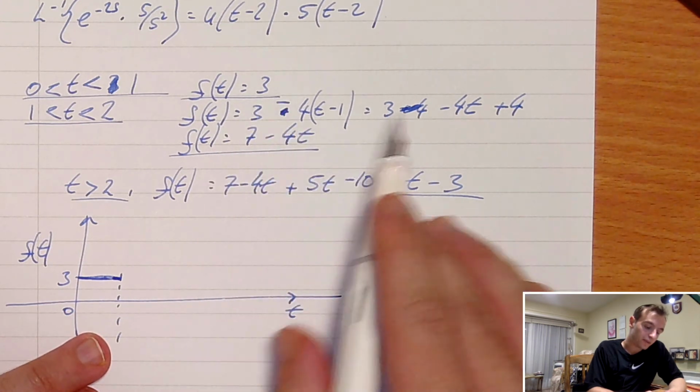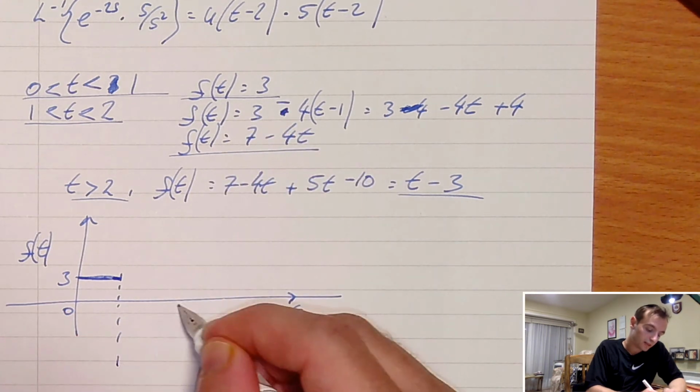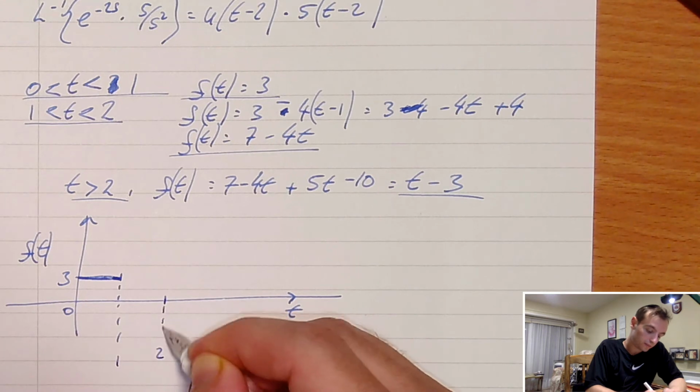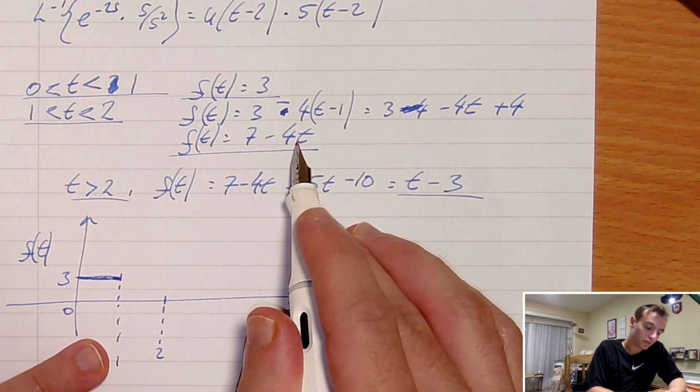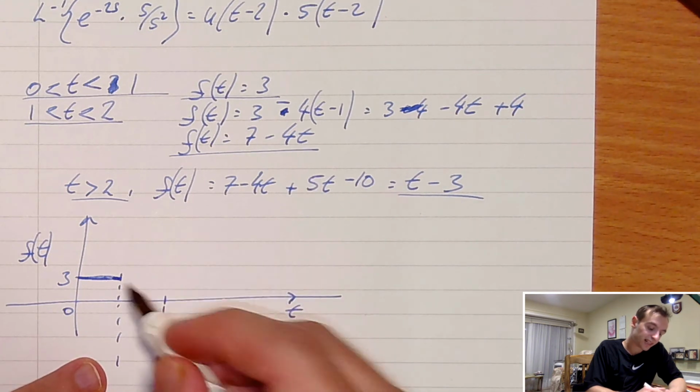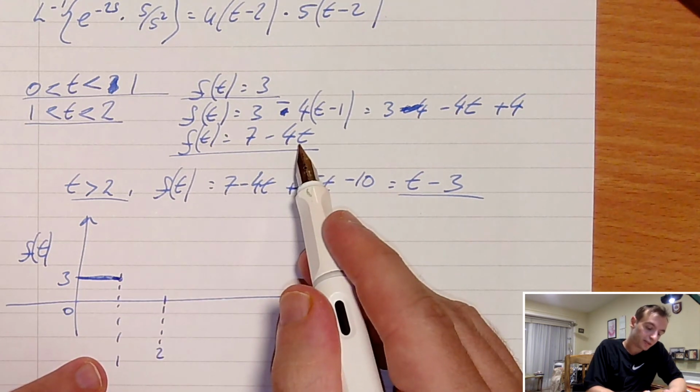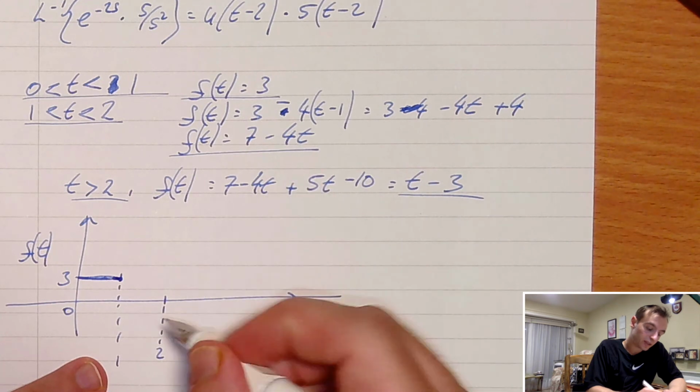So we've got the next function between 1 and 2, which is going to be 7 minus 4t. When t equals 1, 7 minus 4 is 3. So here it does actually begin at 3. At 2, it's going to be 7 minus 8, which is minus 1.